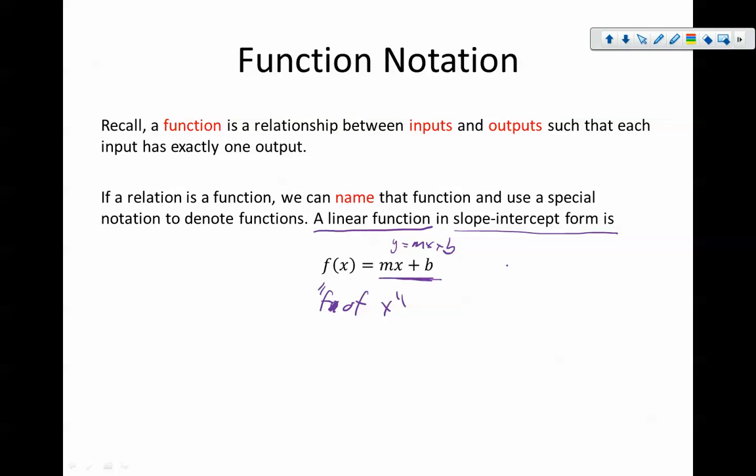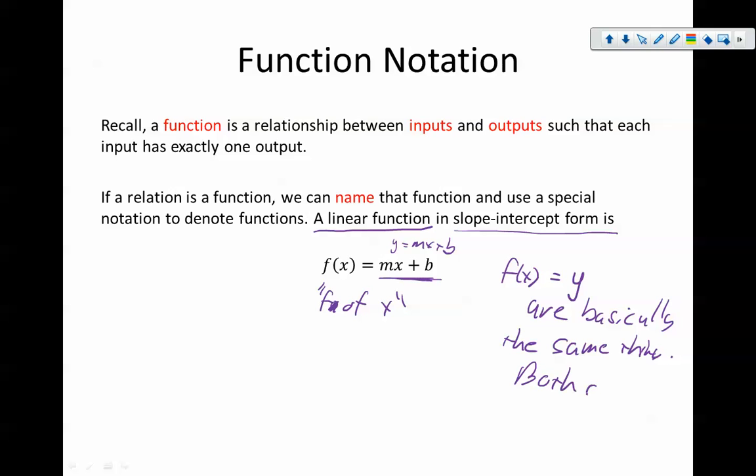The thing to notice here is that f of x and y are basically the same thing. They are both outputs. And so we can write this either way, f of x equals mx plus b or y equals mx plus b, because they are both outputs.